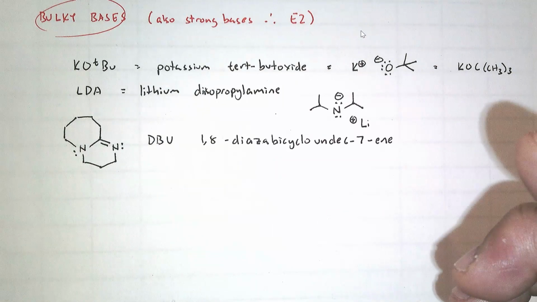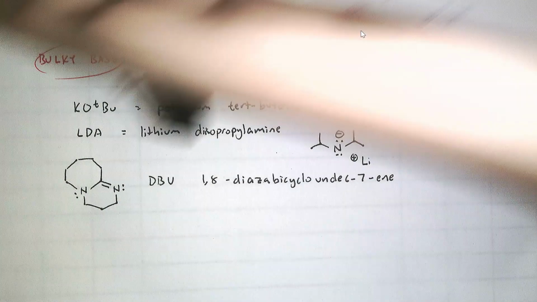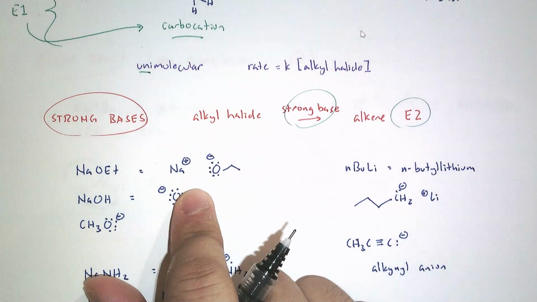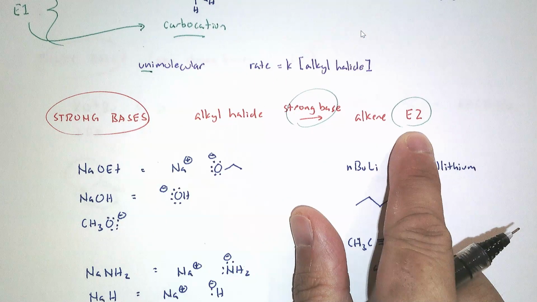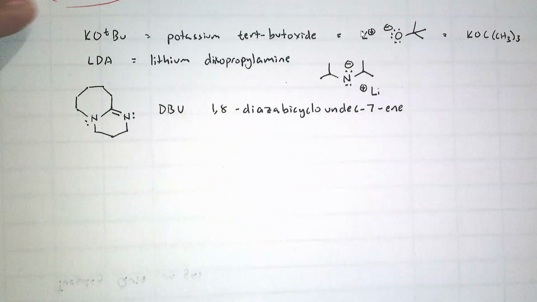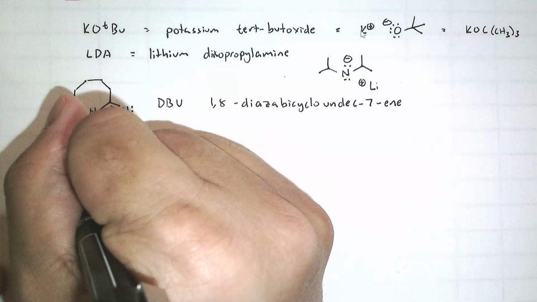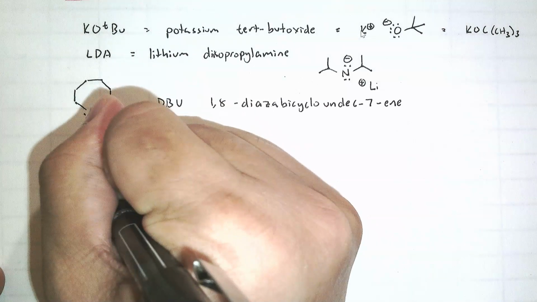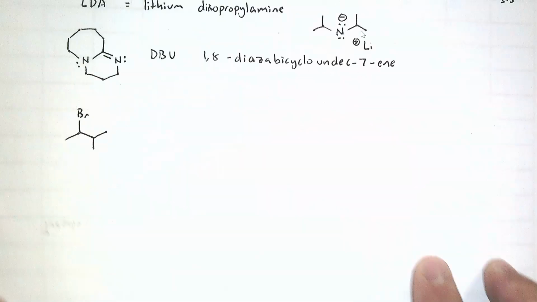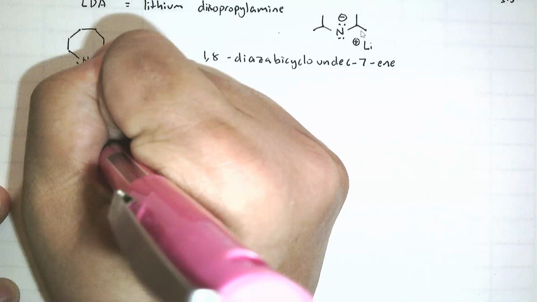Why would we use that, which goes E2? If I really want E2, why don't I just use one of these easier bases to memorize? That's also E2. Because let me show you what a bulky base can do for us. If I have this alkyl halide, it's a little more complicated. And we have, again, 2 beta carbons, one on the left, one on the right.